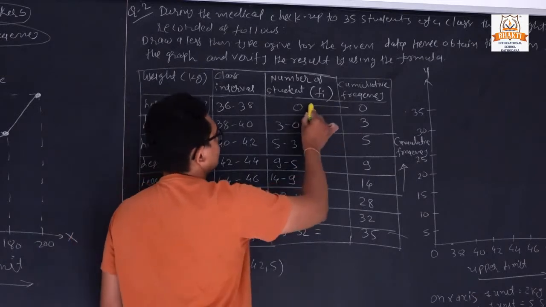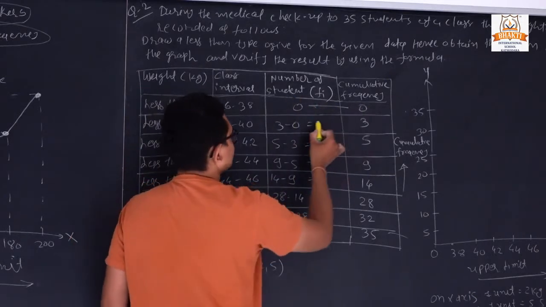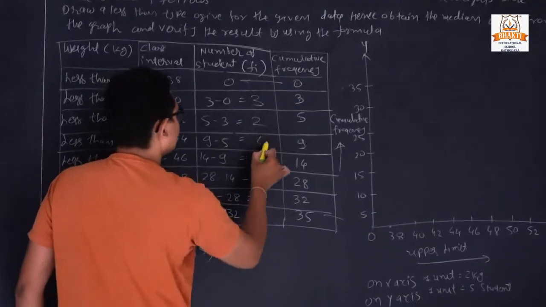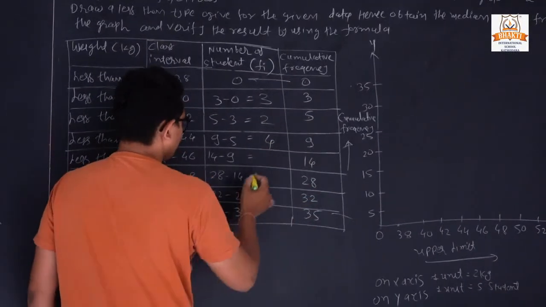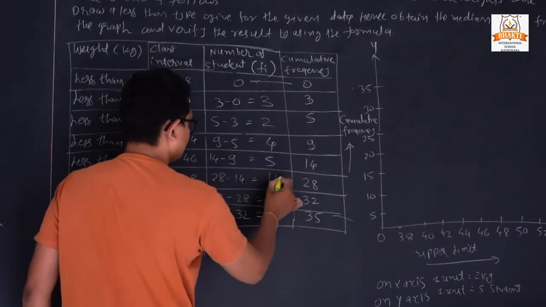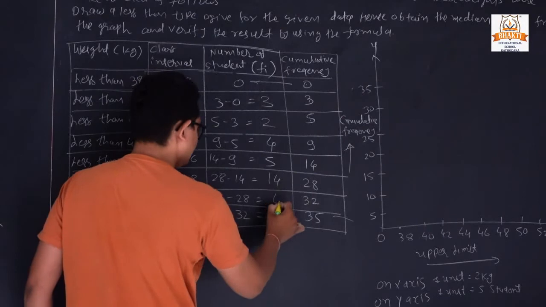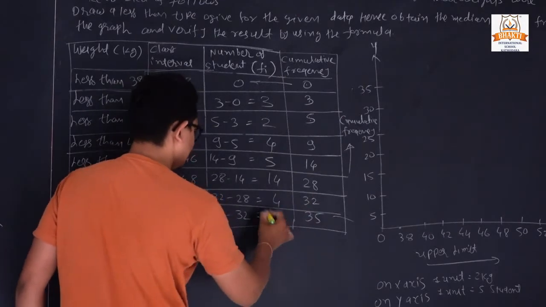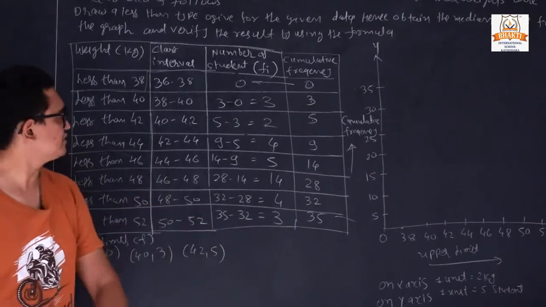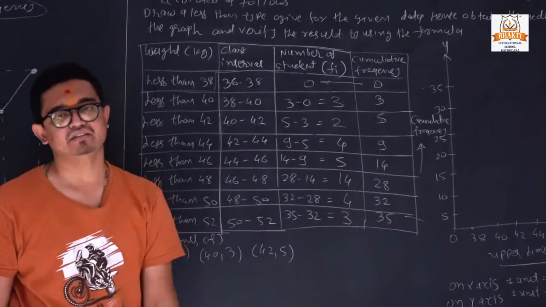First of all we write 0. Then 3 minus 0 is 3. 5 minus 3 is 2. 9 minus 5 is 4. 14 minus 9 is 5. Then 28 minus 14 is 14. 32 minus 28 is 4. And 35 minus 32, the answer is 3. So we can get all the frequencies.